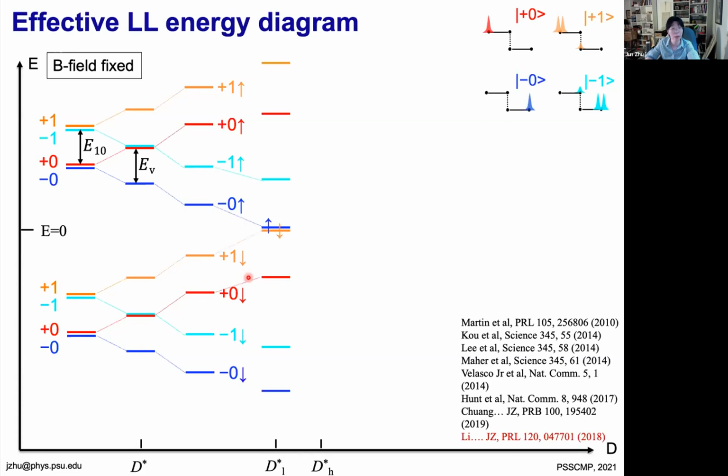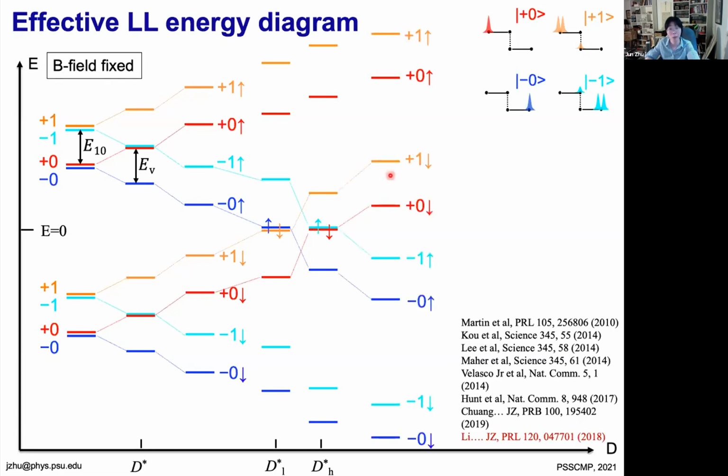But you can keep increasing the valley splitting. At some point, -0 up and +1 down will cross. So that leads to a gap closing for nu equals 0. And then if you keep doing this, -1 up and +0 down will cross. That leads to a second gap closing for the nu equals 0. And then after that, the order of the Landau levels no longer changes. And that's what it looks like in the large D limit.